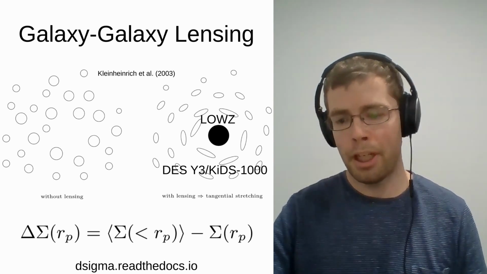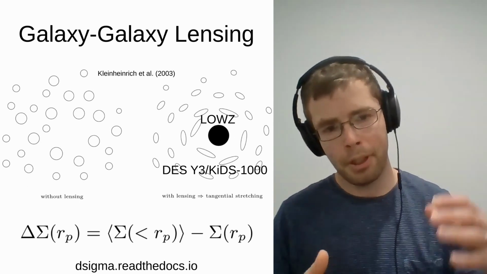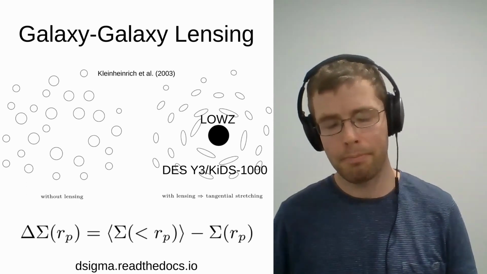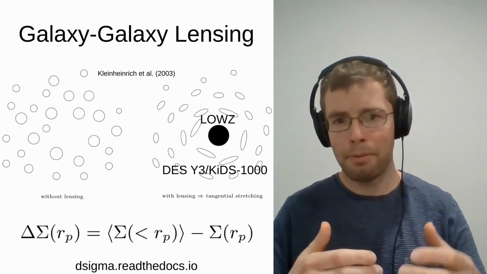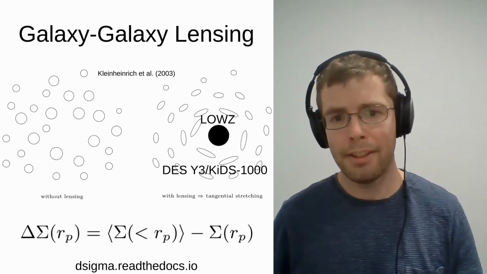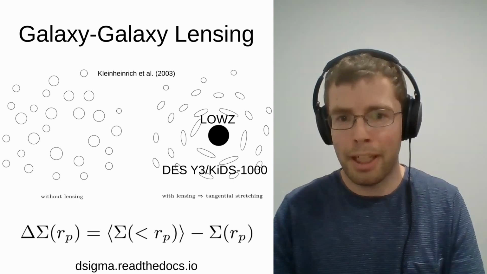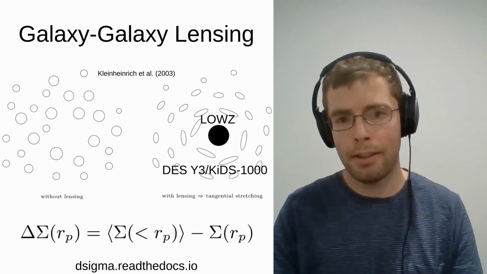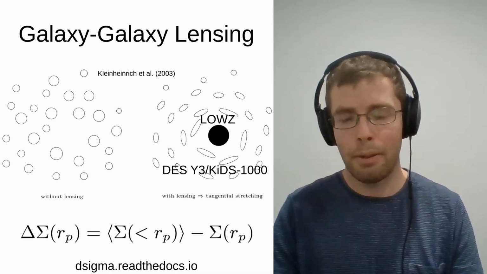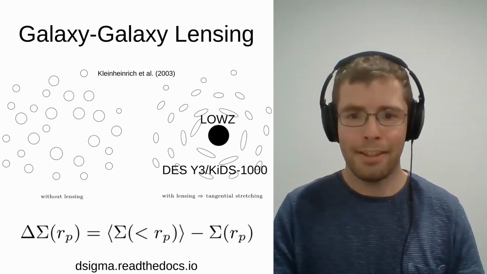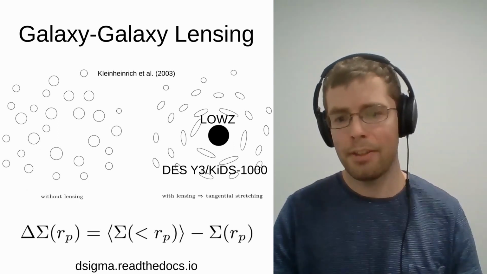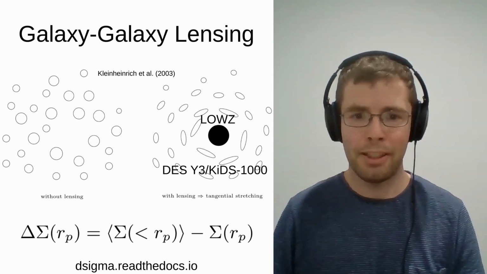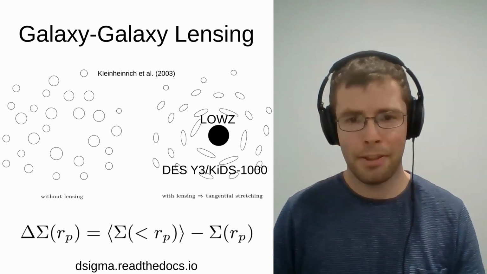So here we use this gravitational lensing effect, whereby the shapes of some background galaxies will be distorted by some foreground mass distribution. In this case, we will trace the foreground mass distribution with LOWZ galaxies, and the shapes of these background galaxies will come from lensing catalogs from the Dark Energy Survey Year 3 dataset, as well as the Kilodegree Survey 1000 square degree dataset. By analyzing these distortions of the background galaxies, we get a measure of the so-called excess surface density around the LOWZ galaxies. You can see the definition of the excess surface density here.